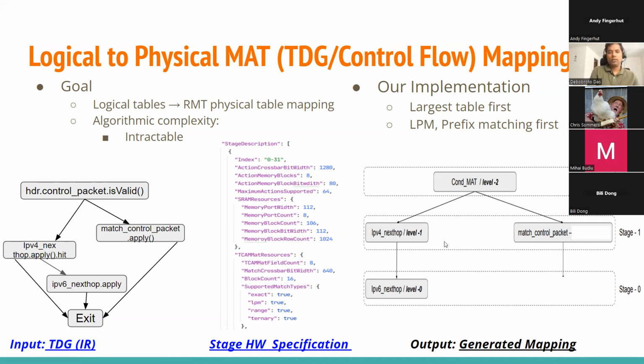For example, here, this first table, the header control packet dot is valid, will be mapped here. Then you have IPv4 and some match control. That will be mapped on the same hardware match action stage. Then you have the IPv6 table. It will be mapped on the next stage.